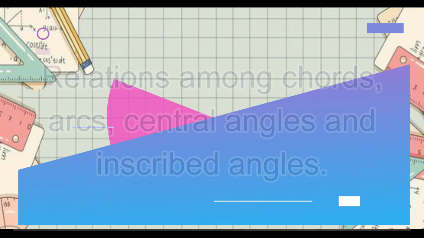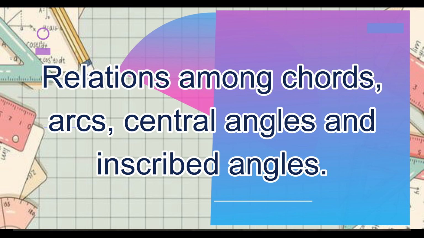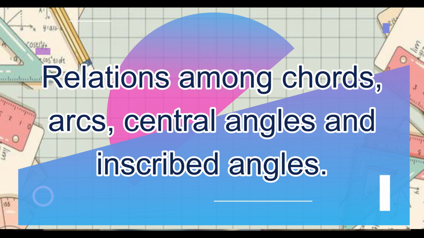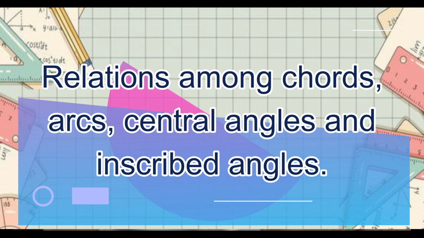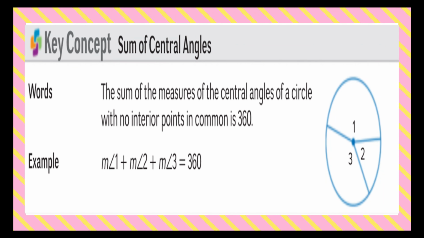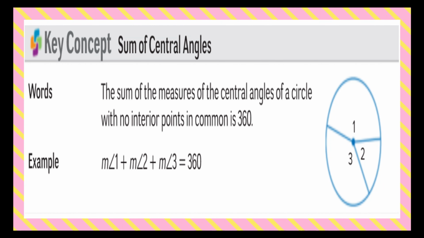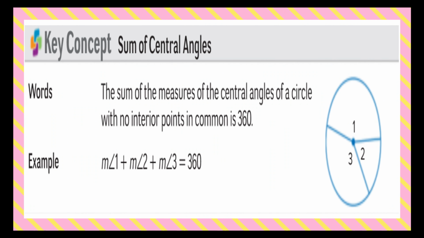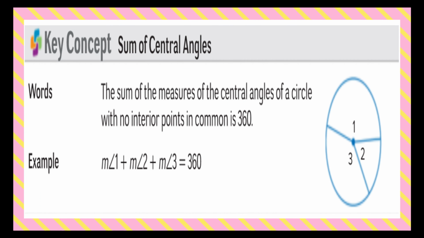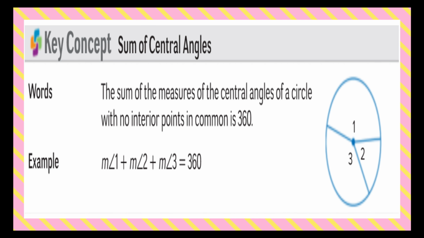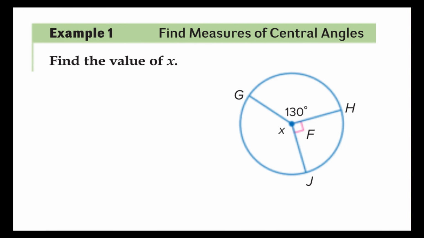After learning the terms related to circles, let us now discuss the relations among chords, arcs, central angles, and inscribed angles. The first one is the sum of central angles. The sum of the measures of the central angles of a circle with no interior points in common is 360 degrees. Example, measure of angle 1 plus measure of angle 2 plus measure of angle 3 is equal to 360 degrees. Let us have another example.